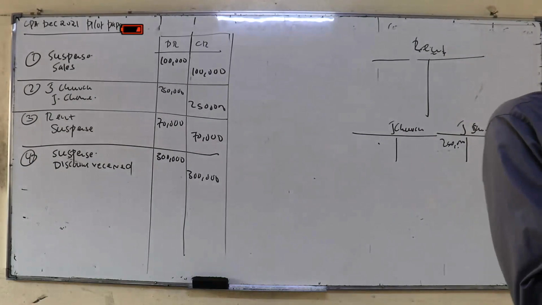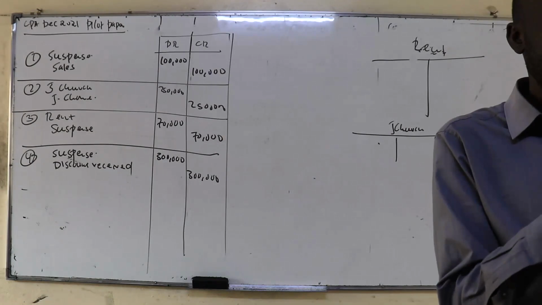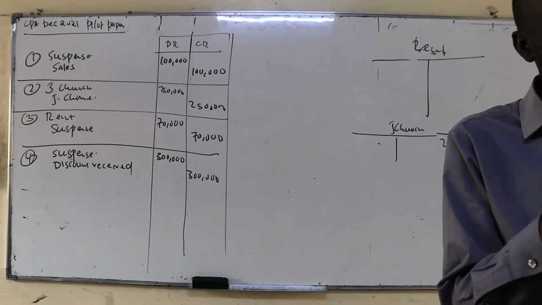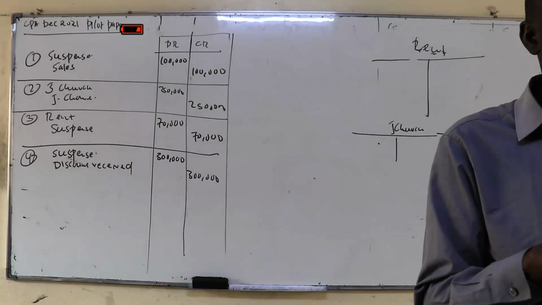The sale of motor vehicle at book value had been credited in error as sales. Okay, who can rectify that? Who can rectify that?